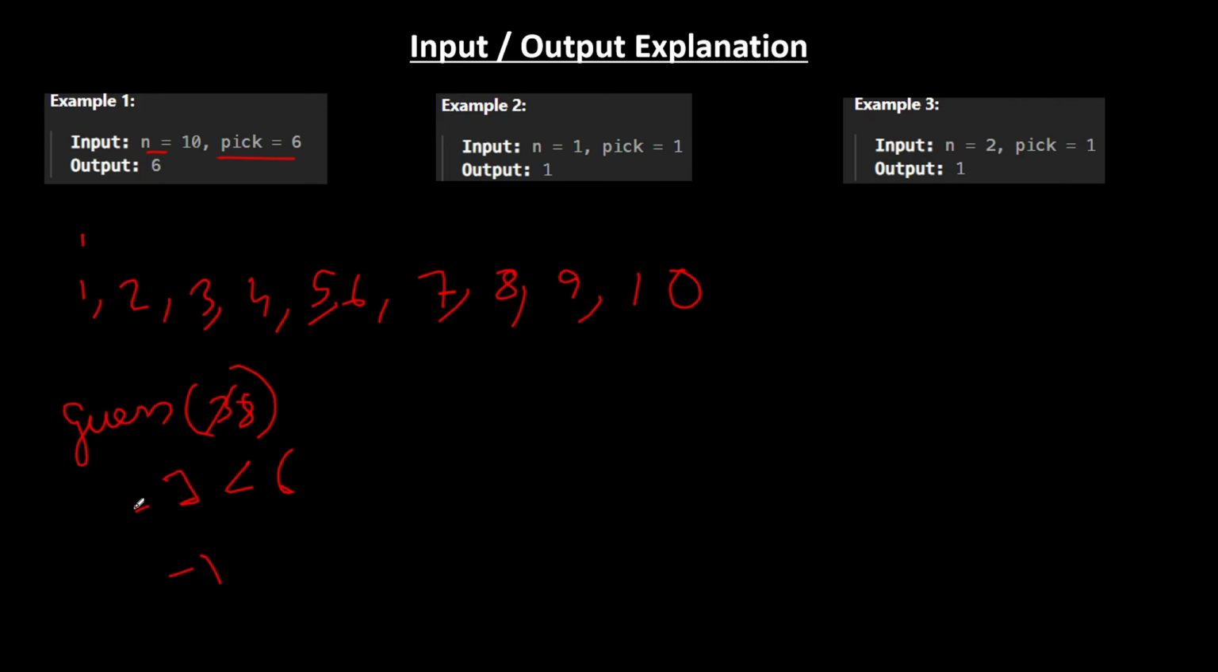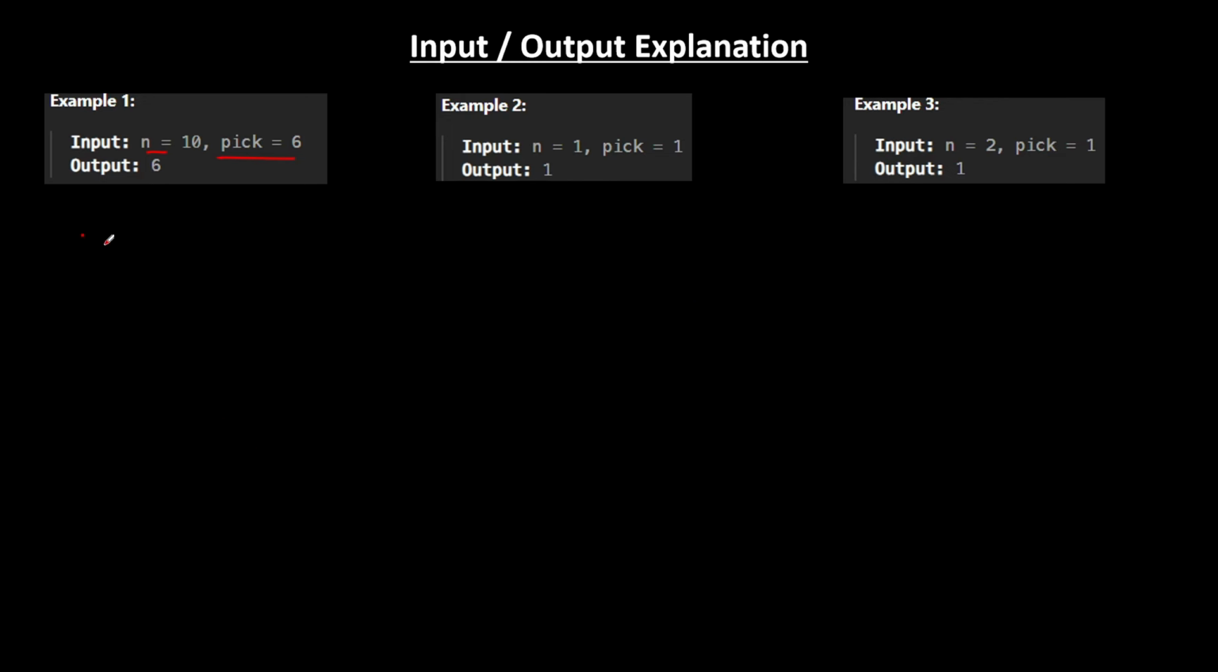minus 1 because that number will be greater than 6. And if it returns 0, it means the number is equal to the picked number. So here 6 is the output for this particular example. Now in example 2, n is 1, pick is also 1. The range is only this much, so the output would be 1.